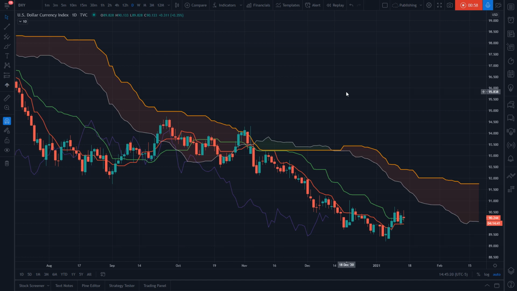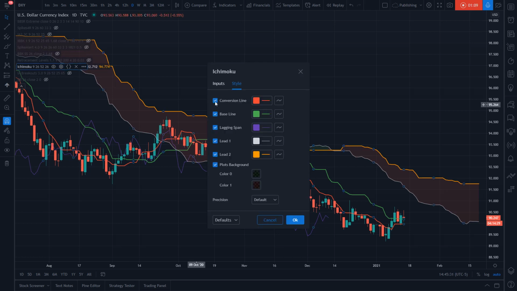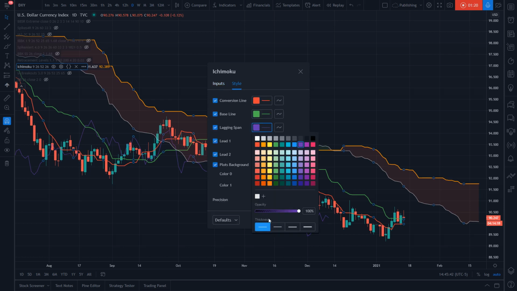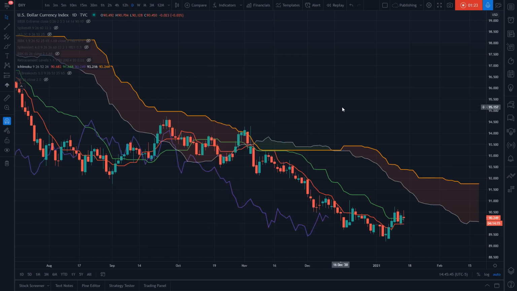The first question I actually got asked in a comment was, what settings do I use for Ichimoku? My response was that I am a classic Ichimoku trader. That means I use the basic standard inputs: 9, 26, 52, and a 26 displacement. Now, a lot of people want to change that up. They want to maybe use 30 because there are 30 days in a month, or 24 because there are 24 hours in a day, or maybe they use multiples.